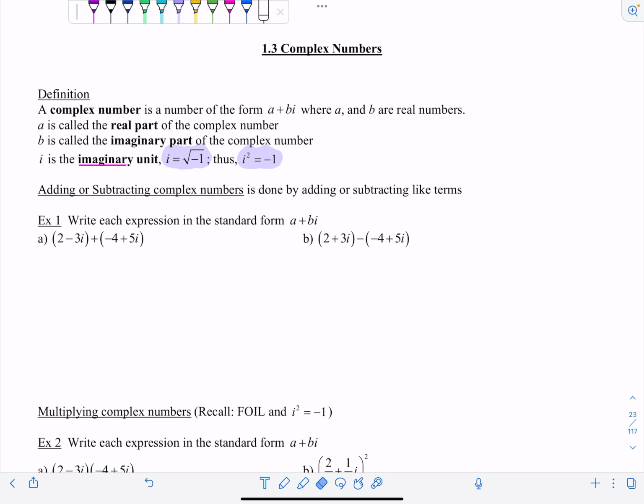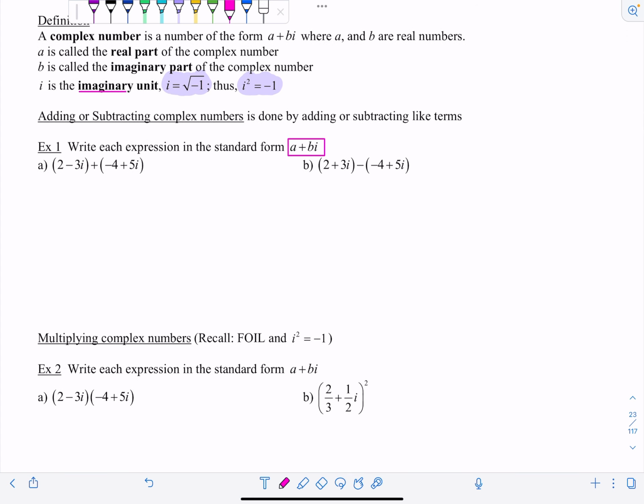Example 1 says, write each expression in the standard form a plus bi, and it is important that you put the real part first and the imaginary part second when asked to write them in standard form. So here, for example A, we're just adding together these two complex numbers, 2 minus 3i plus -4 plus 5i. So I'm going to collect my like terms, 2 minus 4, that's -2. And then I have -3i plus 5i, that's going to give me positive 2i. And that's it, we're done. See, that was pretty painless.